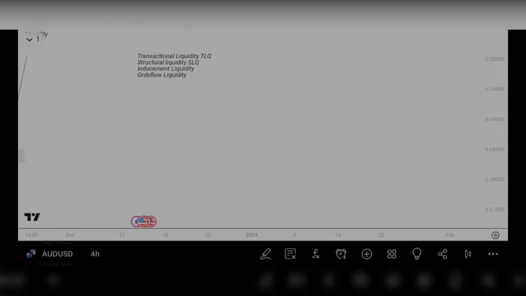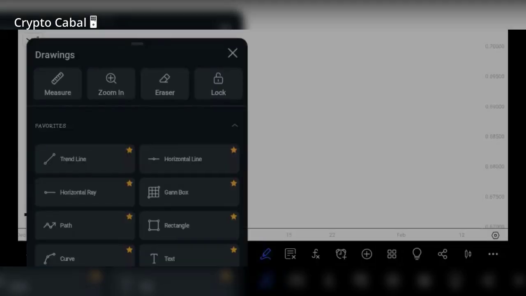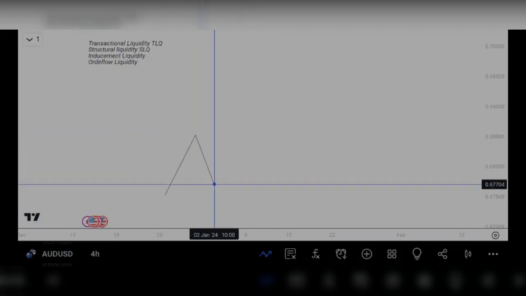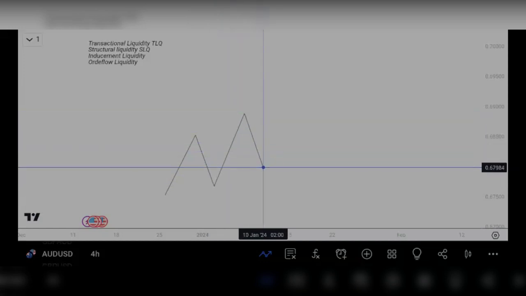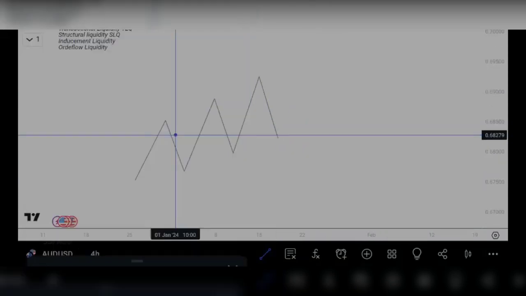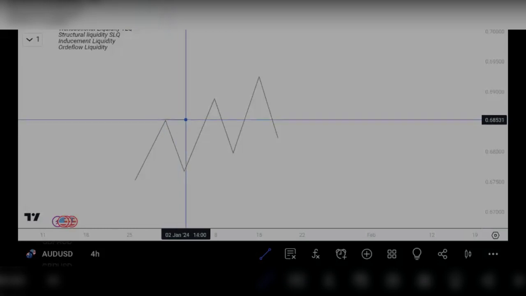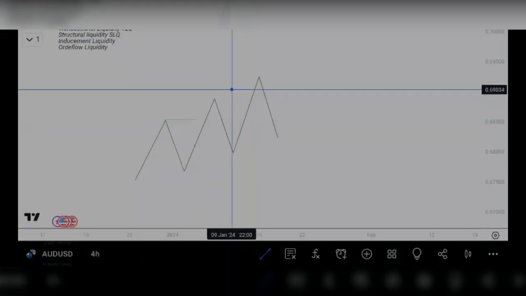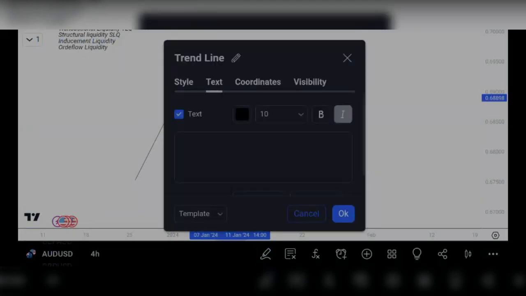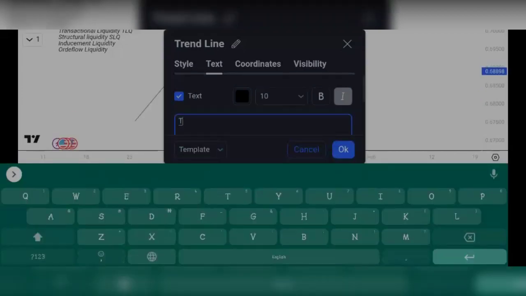When we are talking about corrections, we are literally talking about when price is trying to retrace. Let's take, for example, when we have a series of higher highs, higher lows, higher highs, higher lows. All these points that you identify as your higher highs, that price comes to take out or break through, are also forms of liquidity. And these are called TLQ, transactional liquidity.